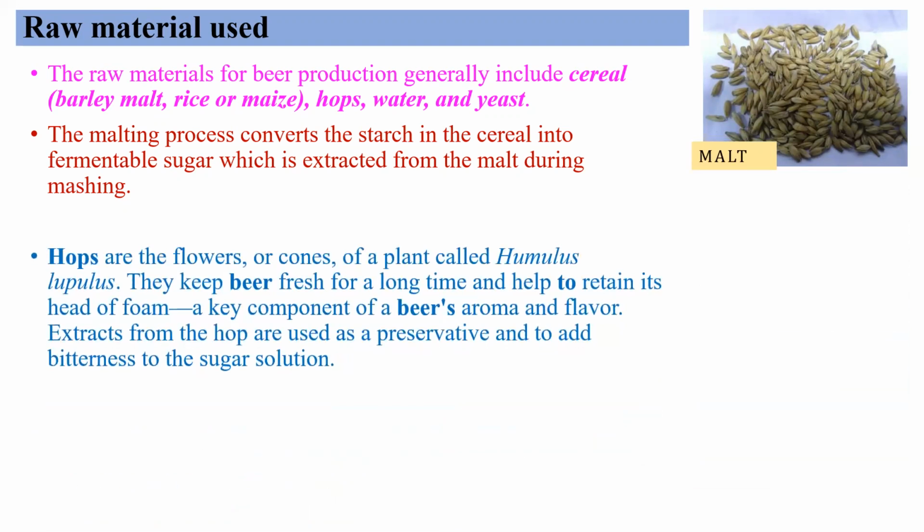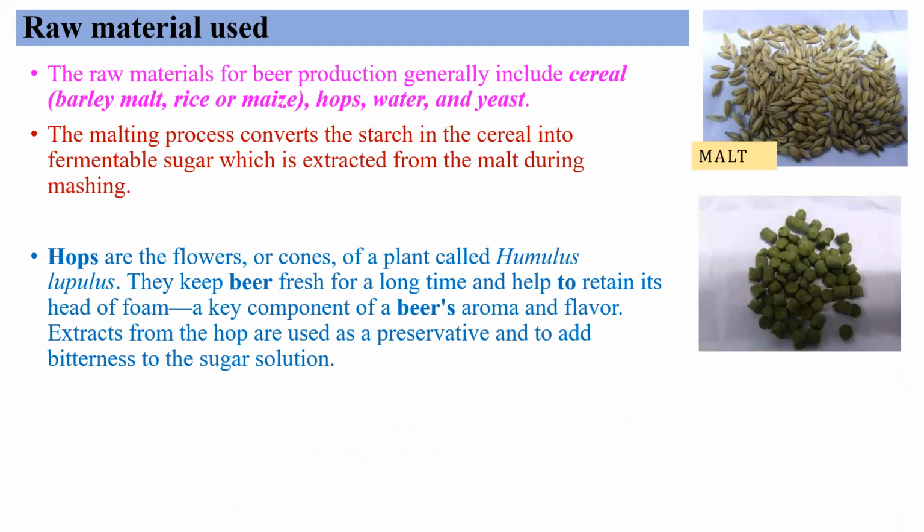Hops. What are hops? Hops are the flowers or cones of a plant called Humulus lupulus. They keep beer fresh for a long time and help to retain its head of foam, a key component of beer's aroma and flavor. Extracts from the hop are used as a preservative and to add bitterness to the sugar solution.